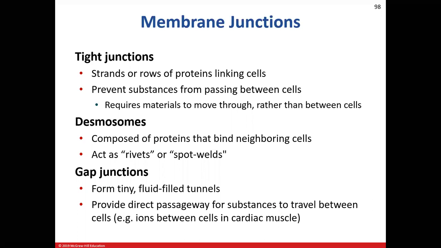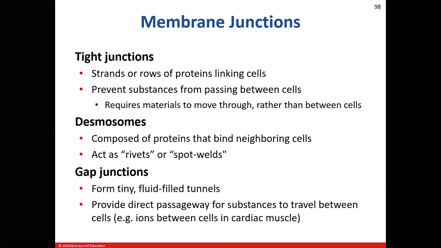Desmosomes are a little bit different. These are going to be composed of proteins that bind neighboring cells, and they're going to act as rivets or spot welds. So what we're going to see is that with desmosomes, there's actually a little bit of give and a little bit of movement, whereas in tight junctions, again, there's basically no passing through.